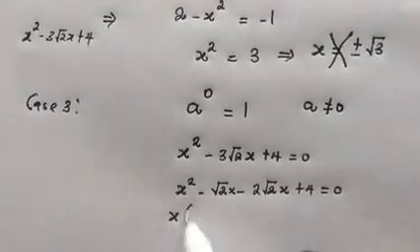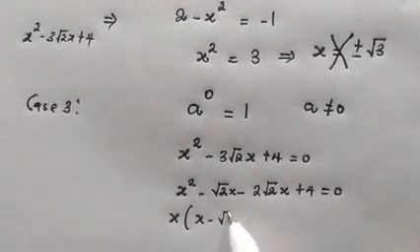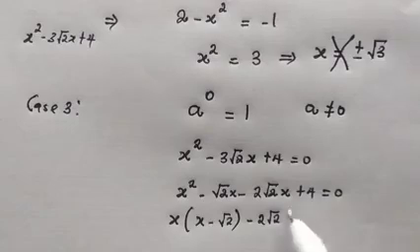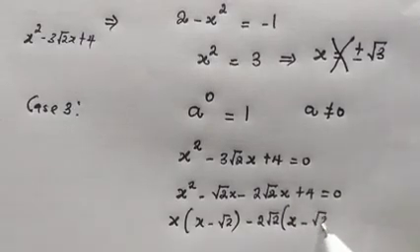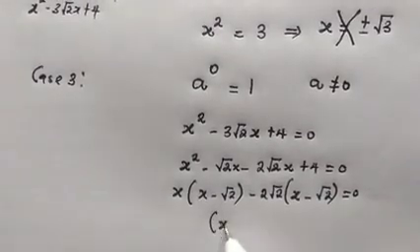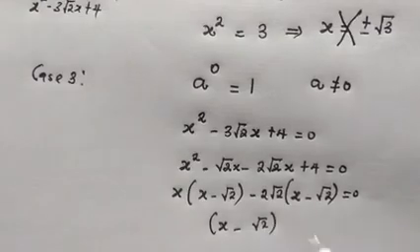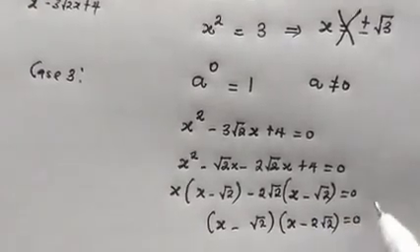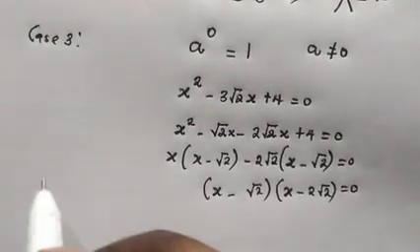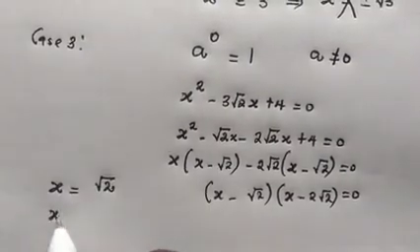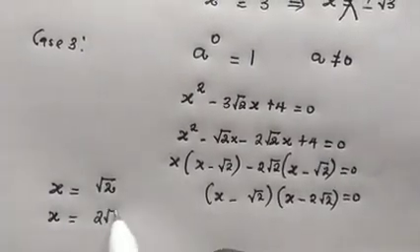So here factor out x, we have x minus root 2. Here factor out 2 root 2, here we have x minus root 2. This is equal to 0, so solving, this is factorized as x minus root 2 multiplied by x minus 2 root 2 equals 0. If you let each of them equal 0, we get x is equal to square root of 2 and also x is equal to 2 root 2.